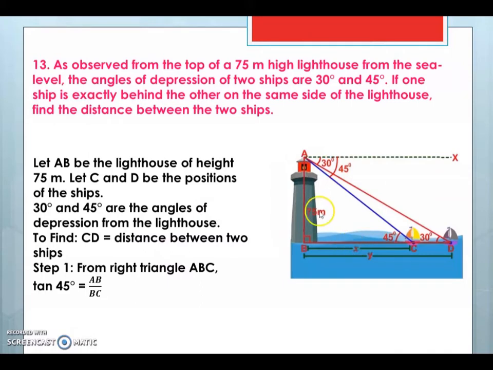Here two right angle triangles are formed. One is ABC and one is ABD. So in both you will apply trigonometric ratio. You need to find the distance between ships. That is, you need to find CD. So you can find BD first, BC, and then subtract both. You will get CD.